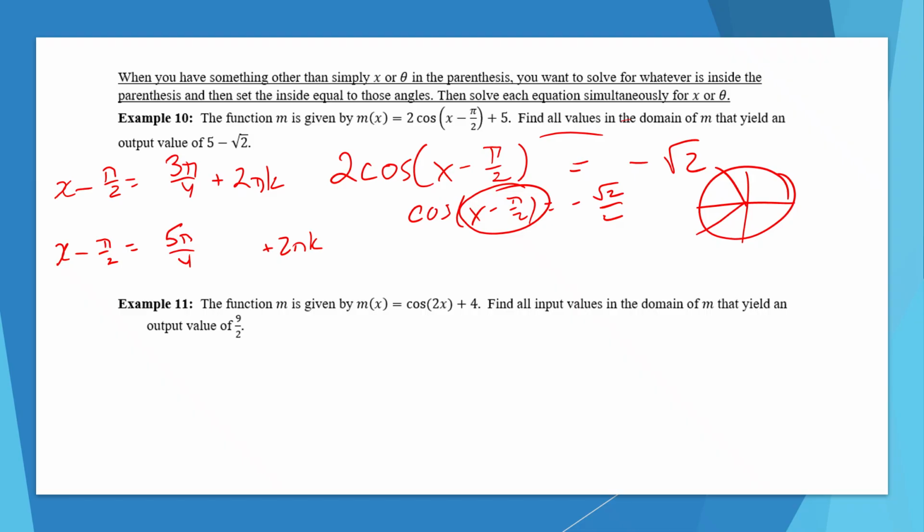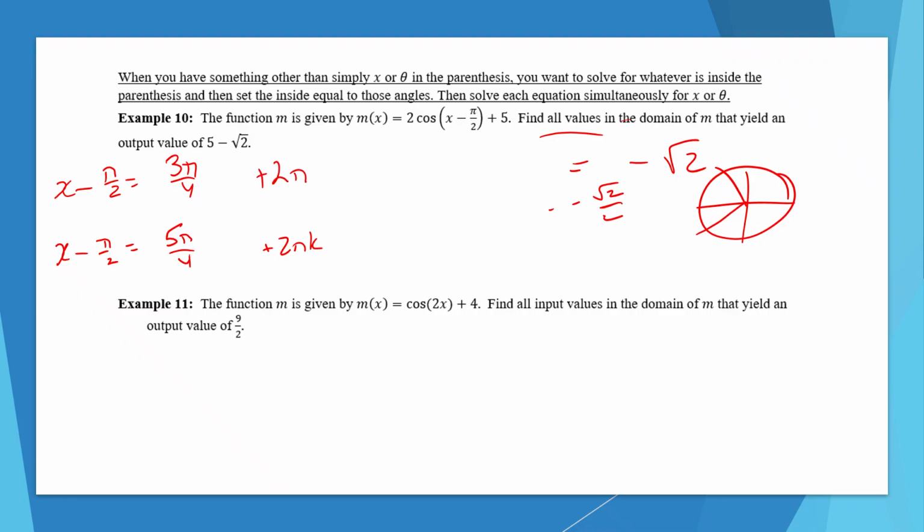So let me kind of erase some of this stuff here on this side now, just to make more room. So once we have this, right, we have our two equations set. Now what we're going to do is add pi over 2 to both sides of both equations. Let me just rewrite it a little nicer there. There we go. So plus pi over 2 plus pi over 2. This will get rid of the minus pi over 2. So now we just have x.